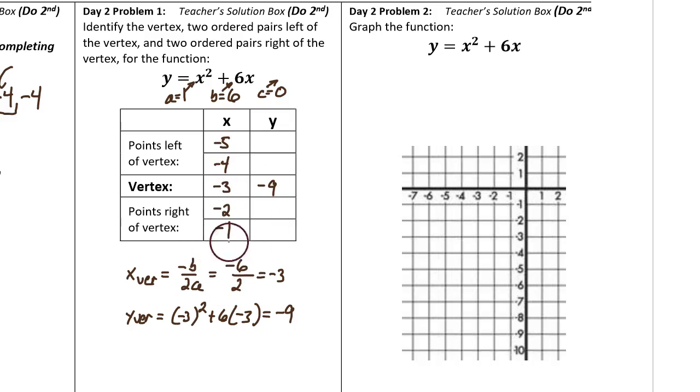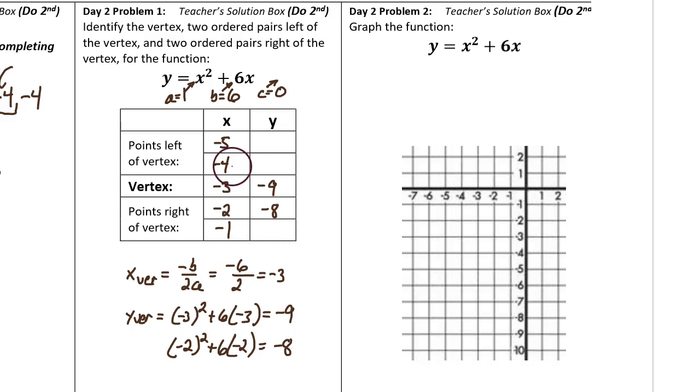Then let's substitute in one of the other numbers. I'm going to put in this negative 2. So negative 2 squared plus 6 times negative 2. Let's see what that makes. Negative 2 squared makes 4. 6 times negative 2 is negative 12, and 4 and negative 12 is negative 8. That turns out to be negative 8.